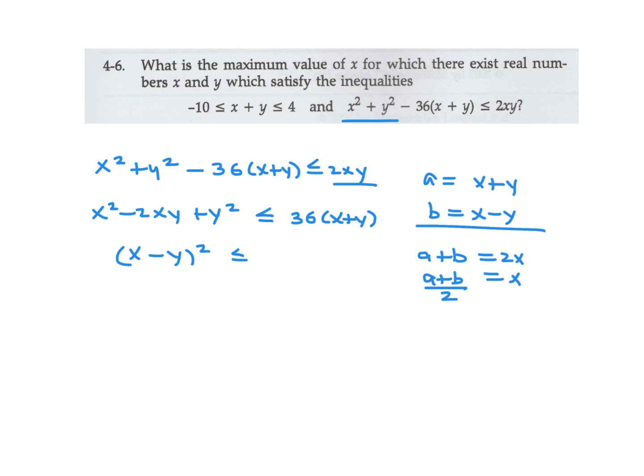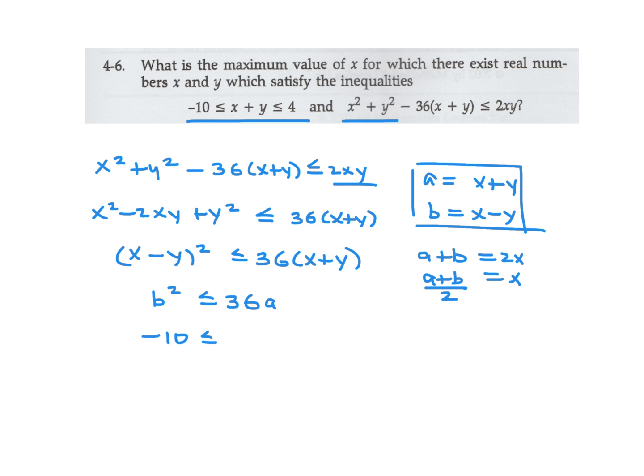That's the whole point. There's a little bit of fancy algebra, not extremely fancy, but a little bit. Now I can substitute these, and it'll look a little bit better. So this is basically b squared is less than or equal to 36a. And from the first inequality, minus 10 is less than or equal to x plus y, which I've called a.